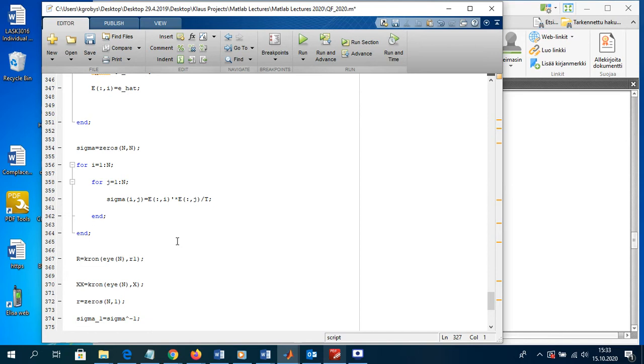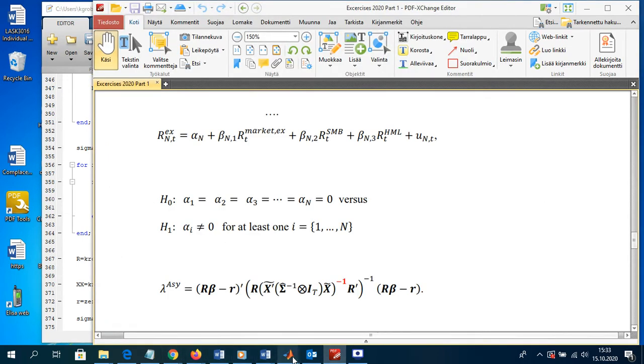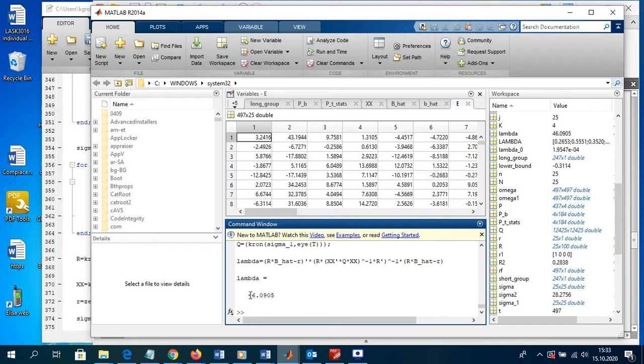Just so you know, the 1% significance level for a chi-square distribution with 25 degrees of freedom is 44.3. So even if we had a 1% significance level as a test level, we would still reject the null hypothesis, okay? Because 46 is above 44. So obviously our test statistic indicates significance on any level.